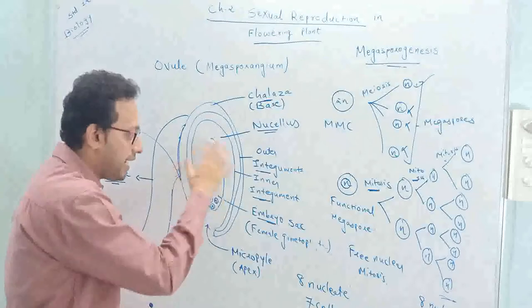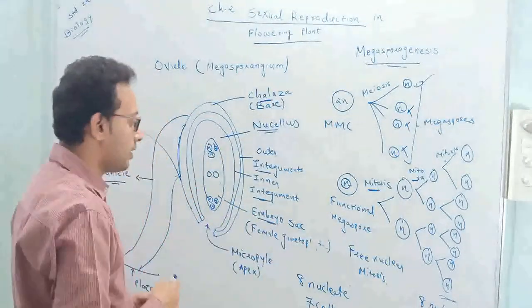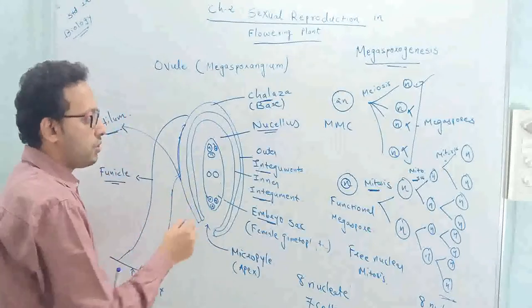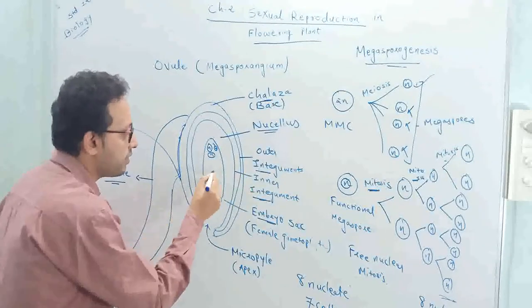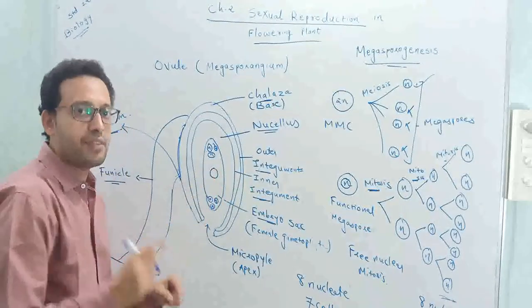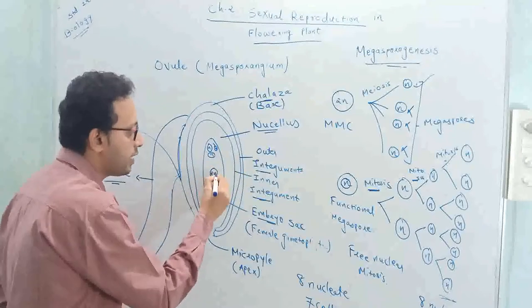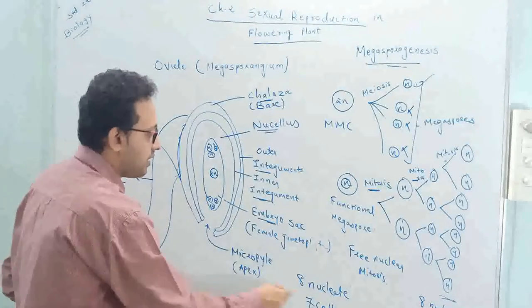Okay, so total 8 nuclei. These nuclei convert into cells. But during the maturation process, the 2 nuclei which are present in the center fuse together. And now it becomes only 1. Each one contains an N, now by fusing it becomes a 2N. So here it's 7 cells.